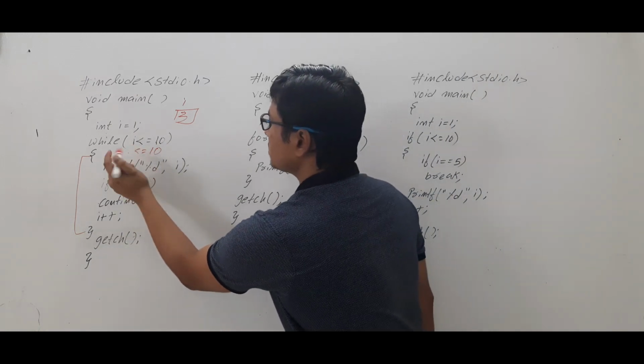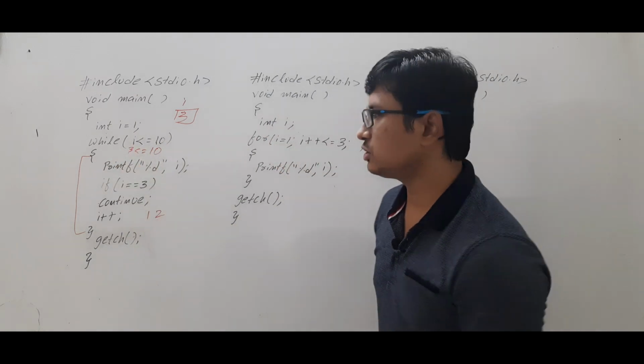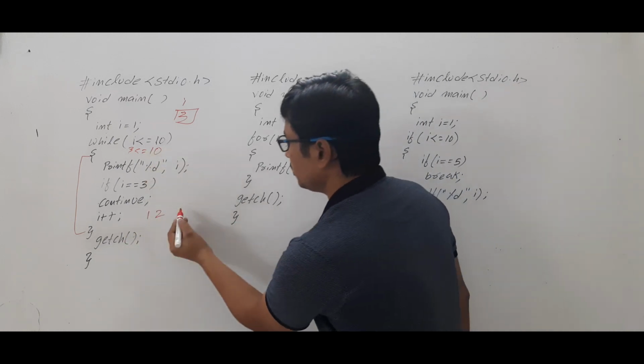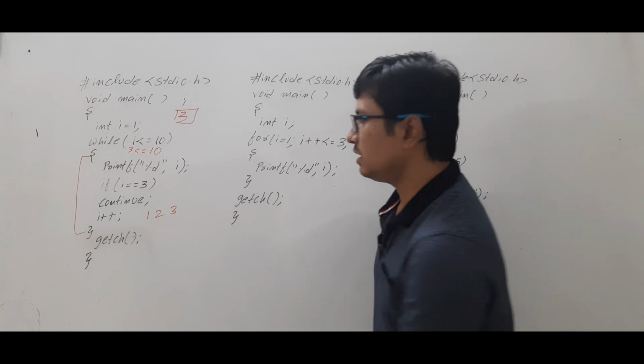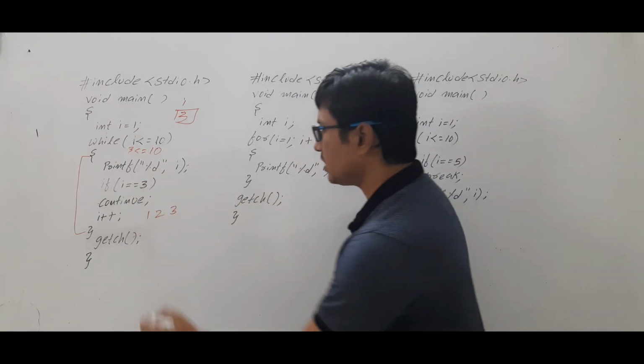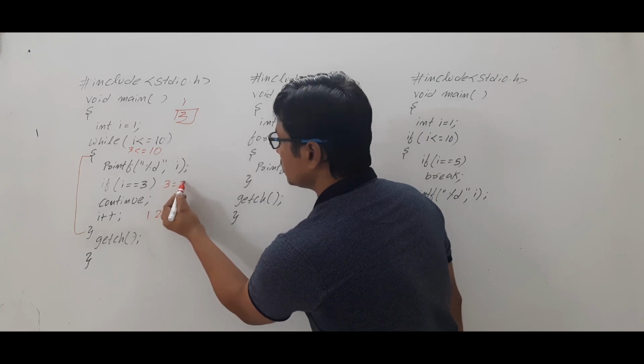Now 3 is less than 10. Yes, the condition is true. So if the condition is true, again you need to execute the statements. First you will print the i value. Then again you will check this condition, i is equal to 3. What is the current i value? 3. 3 is equal to 3.